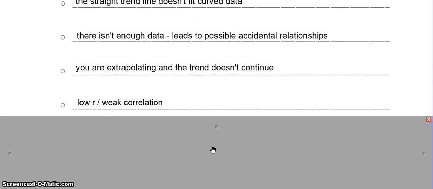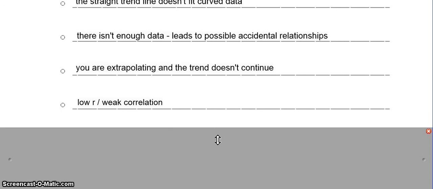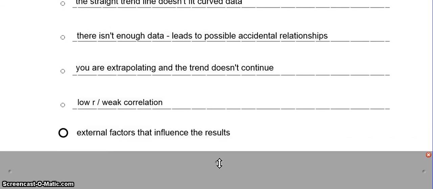If you have a low R value, which means a weak correlation, then your predictions may not be accurate. That's of course because you're going to have a larger residual range. And the last point is you may have external factors that influence the results.